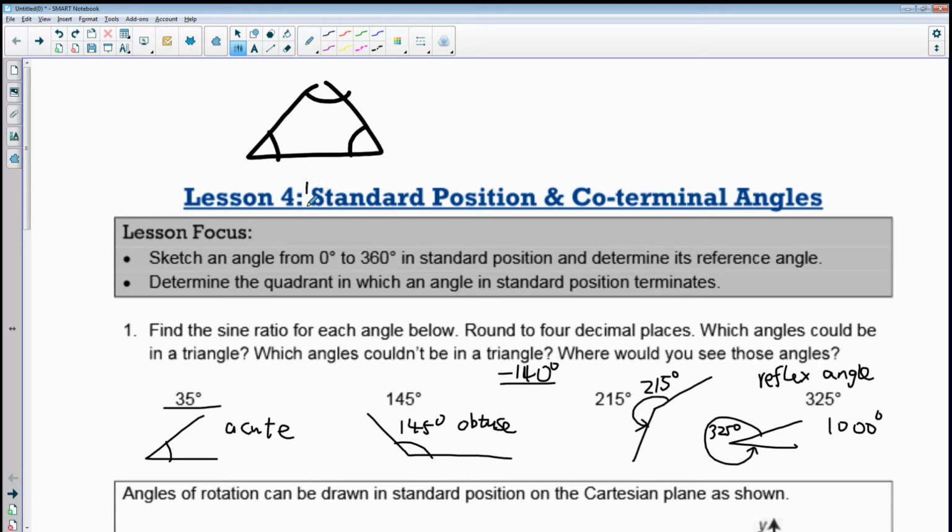So that's what we're talking about: angles in standard position. You'll see there is a box that describes it, but I think it's best we draw it from scratch. So consider the following angles. We have an obtuse one. Let's say this is 145 degrees. Then we have an acute one.